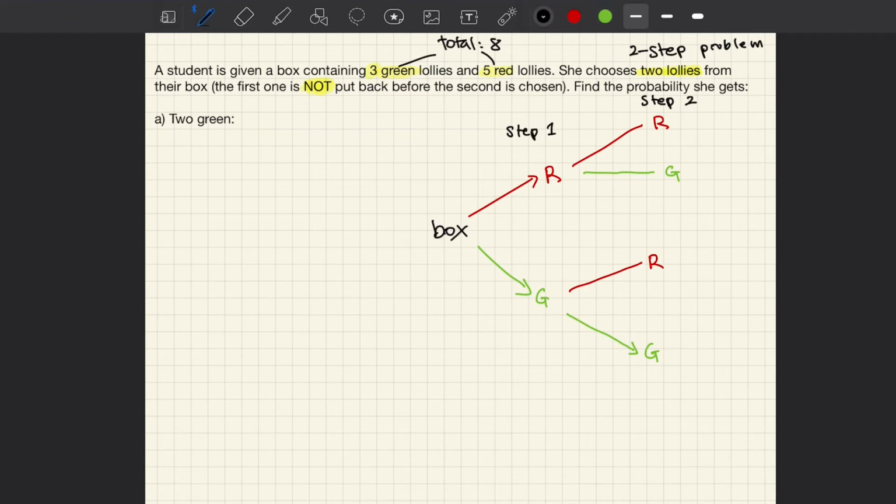But there's yet one thing missing, and that is our probabilities. Now, you can pause the video here and try to add the probabilities in yourself, or we'll go through them together.